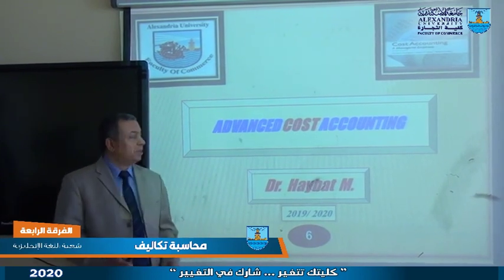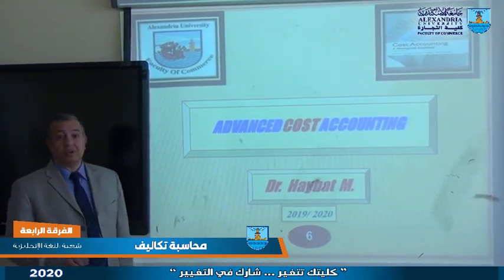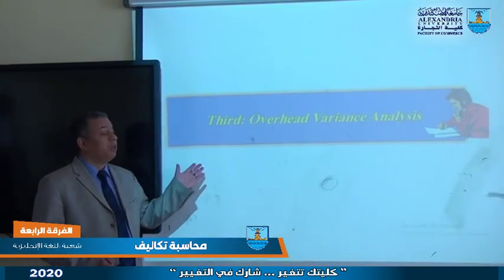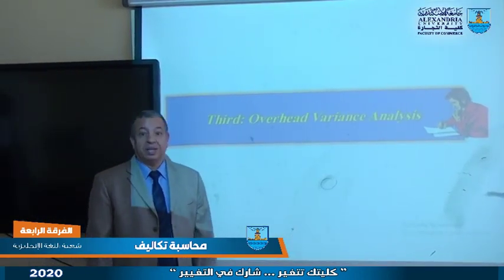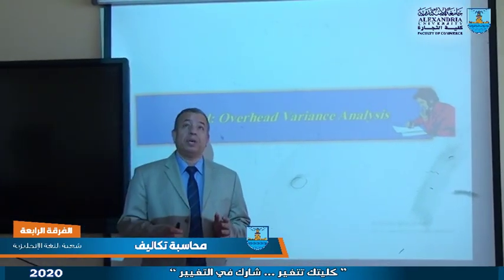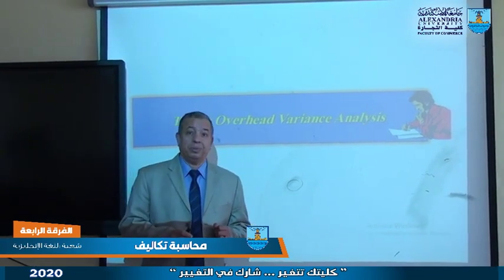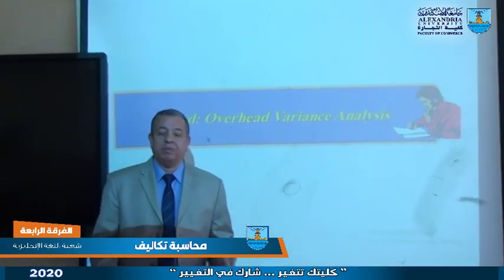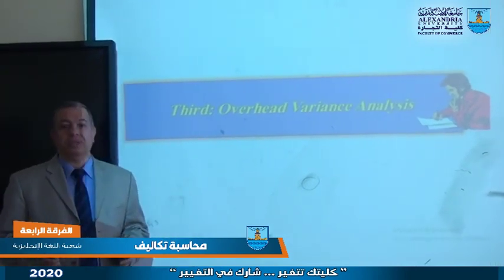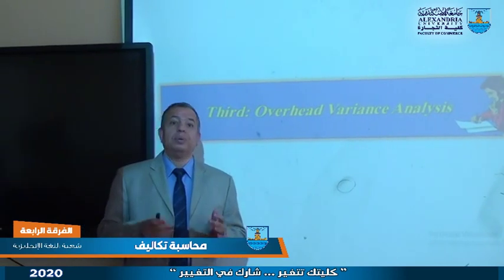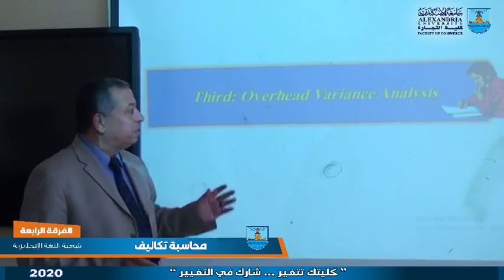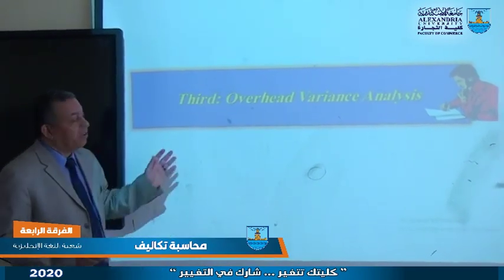The third part of standard costing variance analysis is manufacturing overhead variance analysis. Again, in previous lectures, I spoke about direct material and direct labor. We don't have any problem for direct costs because I can determine the cost per unit. I have the ability to trace the cost per unit. But here I have a problem for manufacturing overhead.